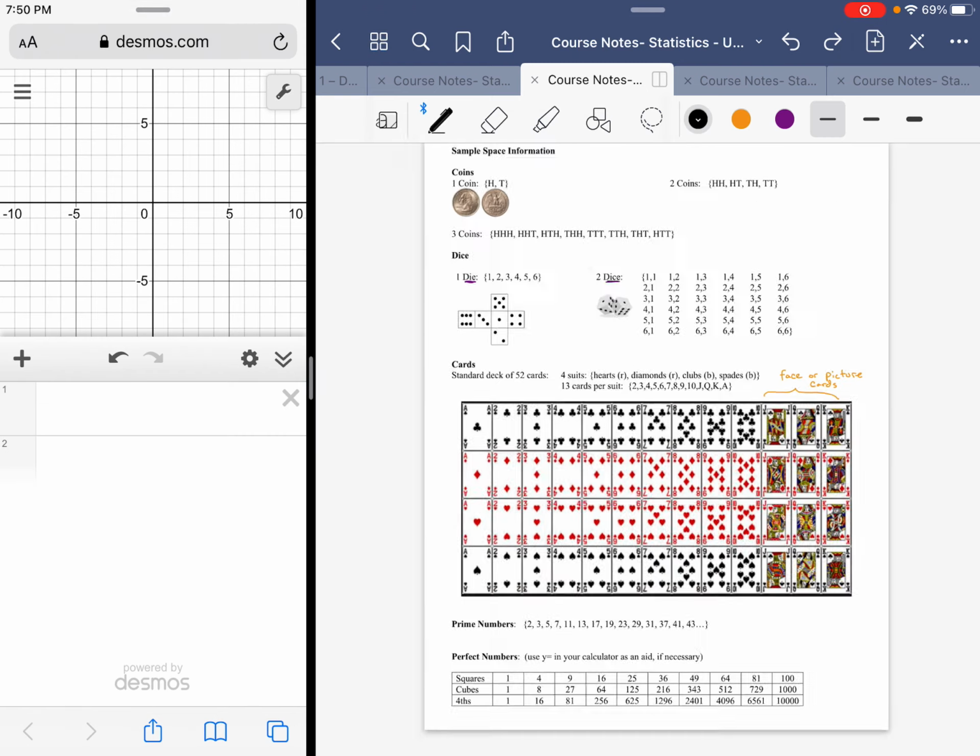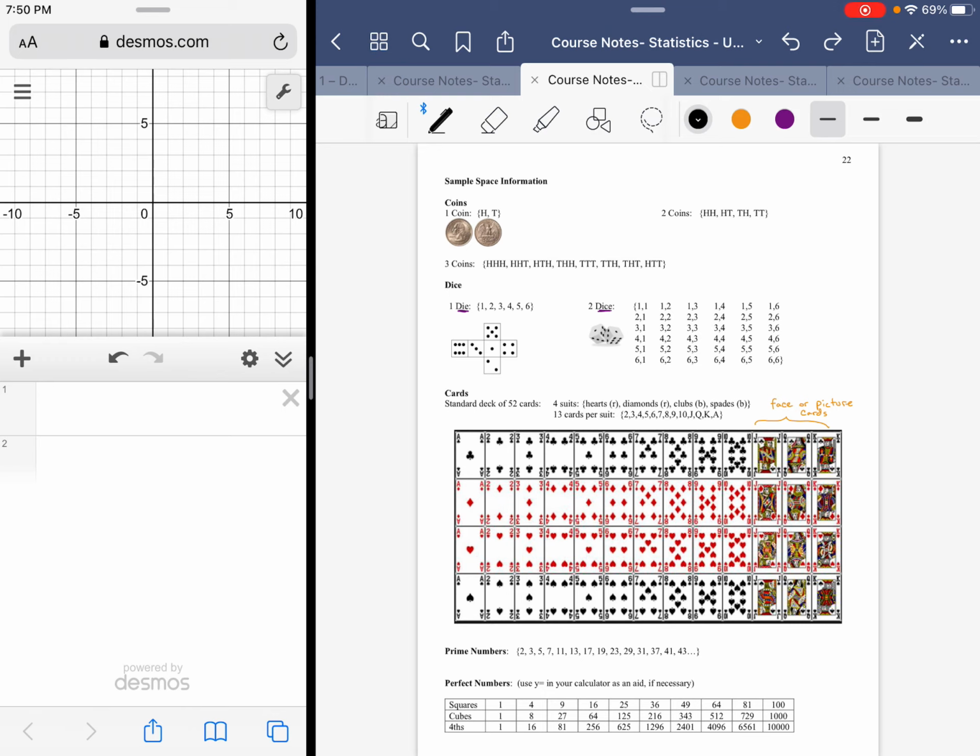Sometimes you don't have the sample space in front of you, in which case we need to come up with those values ourselves. Prime numbers, perfect numbers, all pretty important stuff. I gave a list of perfect numbers.